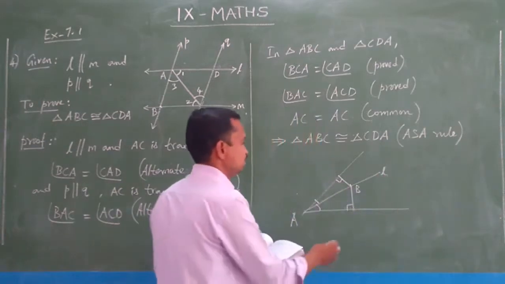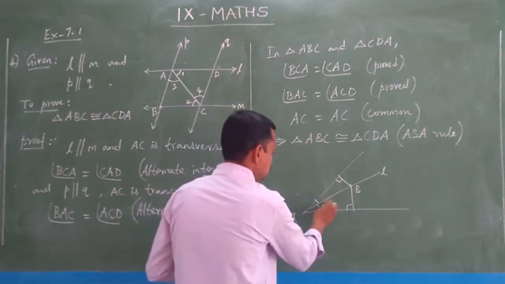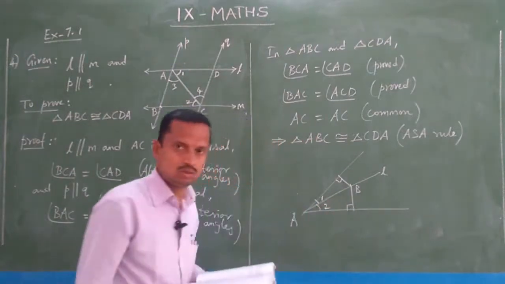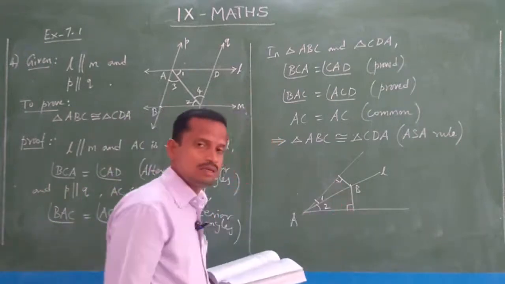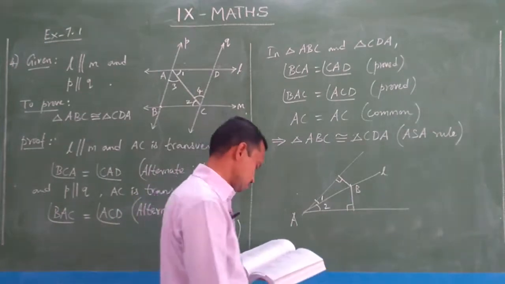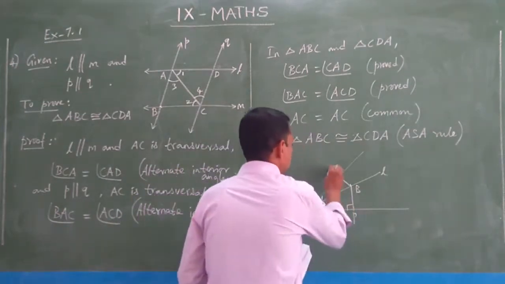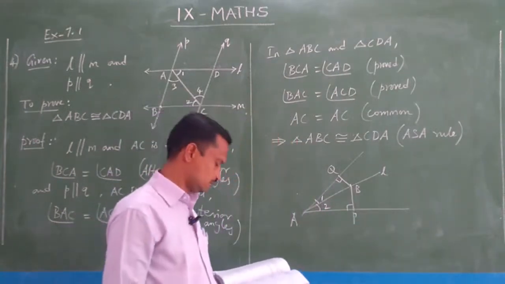Okay, the line L bisects the angle A. It is given. So therefore, these two angles are equal, namely 1 and 2. So 1 and 2 are equal. And also here 90, here also 90. So that is also equal. And they are asking to prove triangle APB is congruent to triangle AQB, where this is P and this is Q.